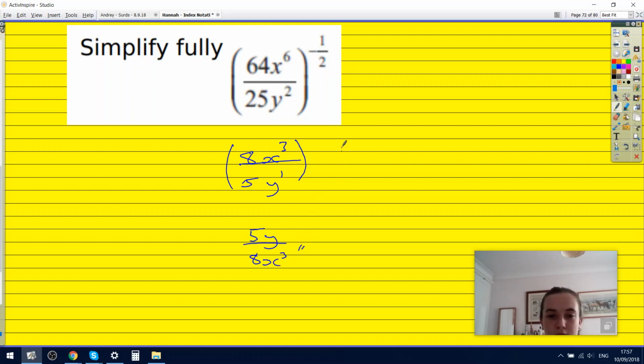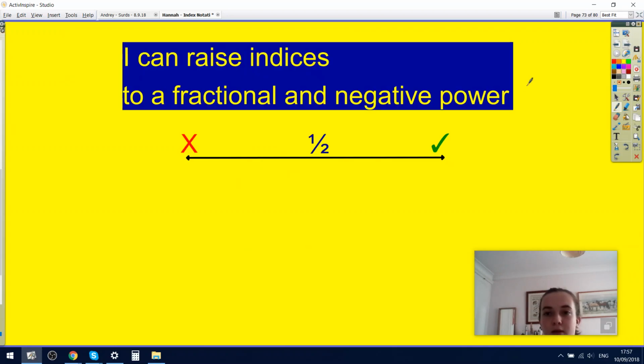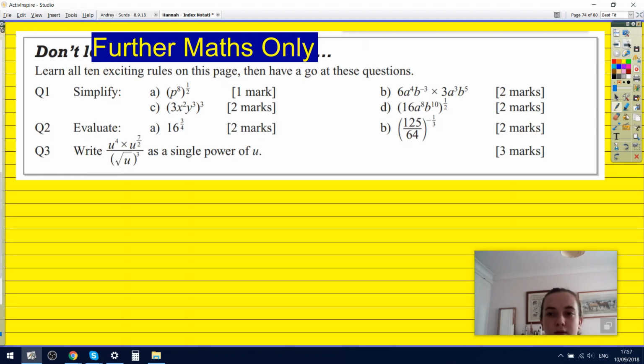Any questions with that? Nope. Okay. I can raise indices to a fractional and negative power. Tick. So that's as tricky as it gets. That's further maths, which you are not doing, I believe. Nope. I still like it all the same.